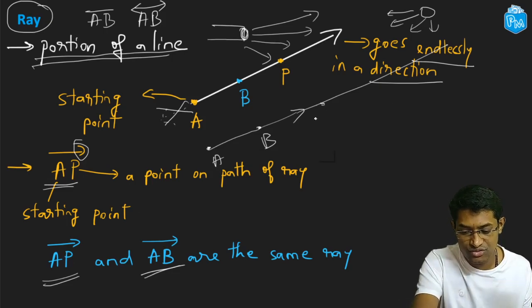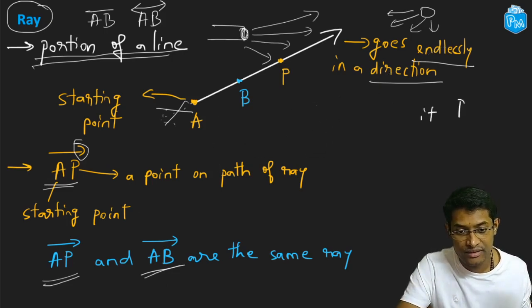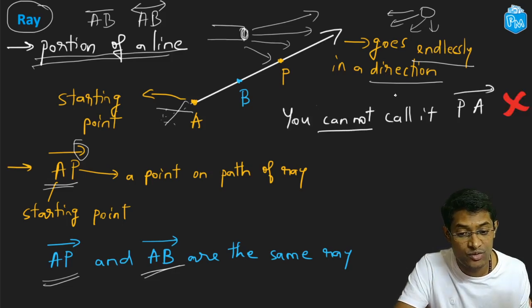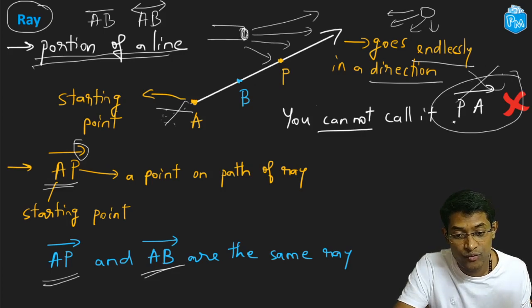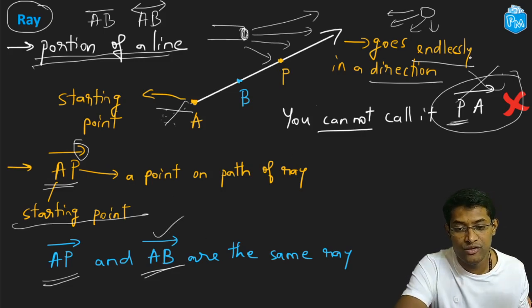But you also should know that you cannot call ray AP as ray PA. This would be wrong. Why? Over here you need to have the starting point, and in the case of this ray, what is the starting point? It's A, right? A is the starting point. Therefore you cannot call it PA, it has to be called AP, and also you can call it AB because B is another point on the ray. All right, now we know what a ray is.